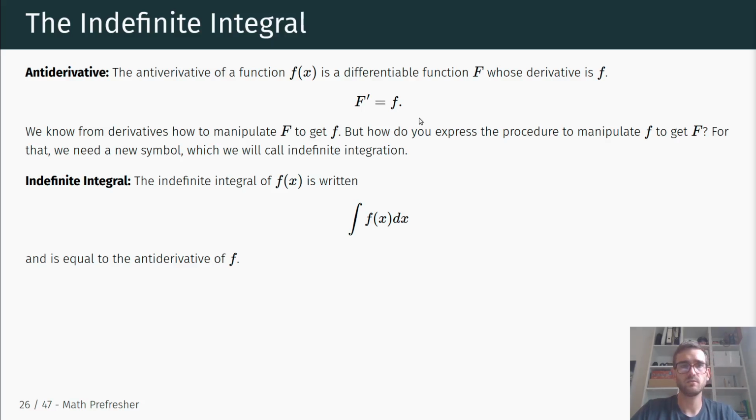For that, we need a new symbol, which we will call the indefinite integration, or the indefinite integral. So the indefinite integral of f of x is written as integral f of x dx. So that's the integral with respect to x. And this is equal to the antiderivative of f.